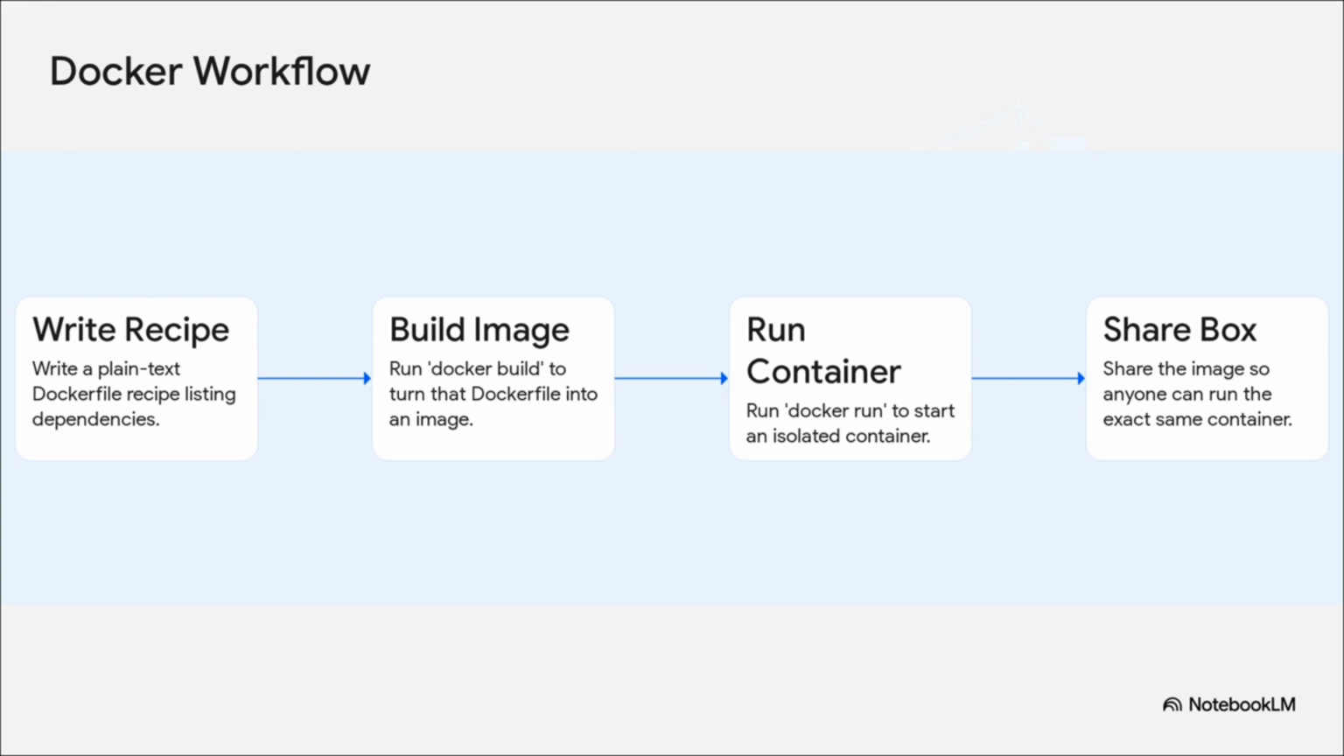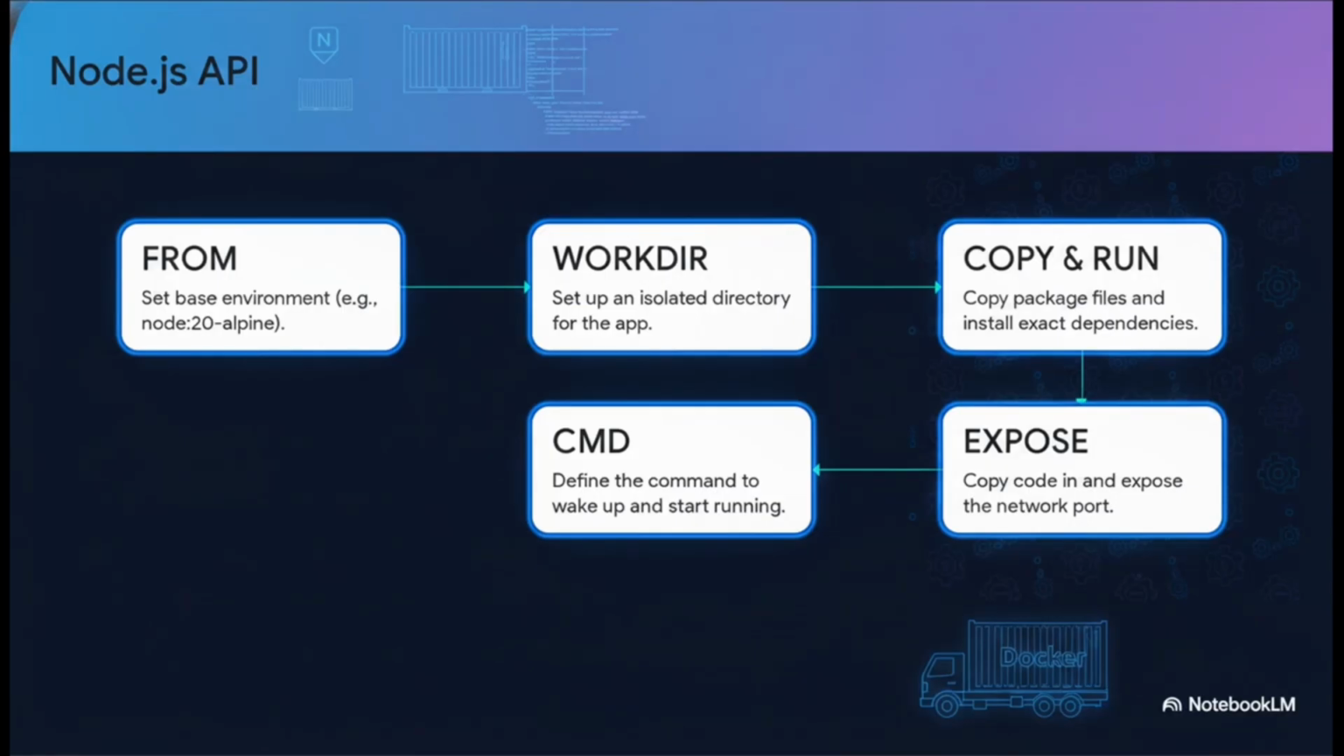Step 1. You write a plain text Dockerfile recipe. Step 2. You run the Docker build command to turn that recipe into your blueprint image. Step 3. You use Docker run to stamp out a living container. And Step 4. You share it with the world via Docker Hub. So let's look at step 1 in action.